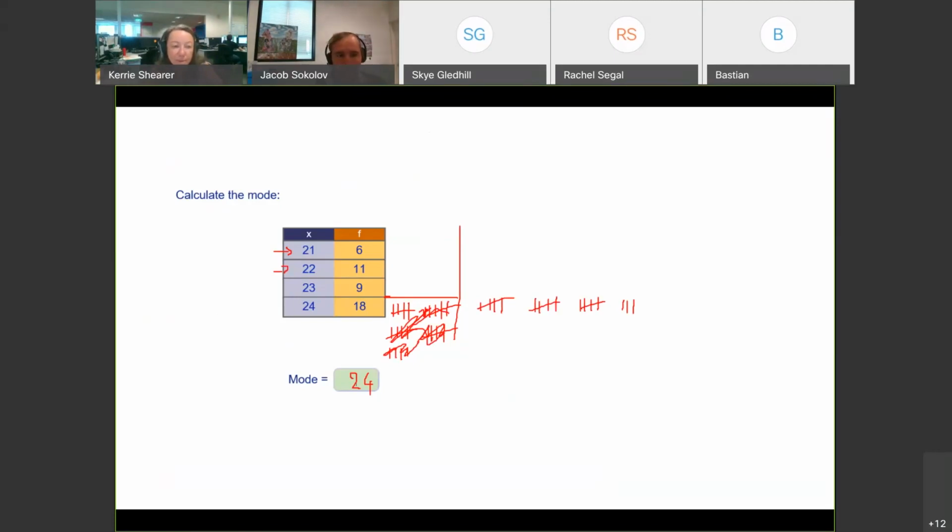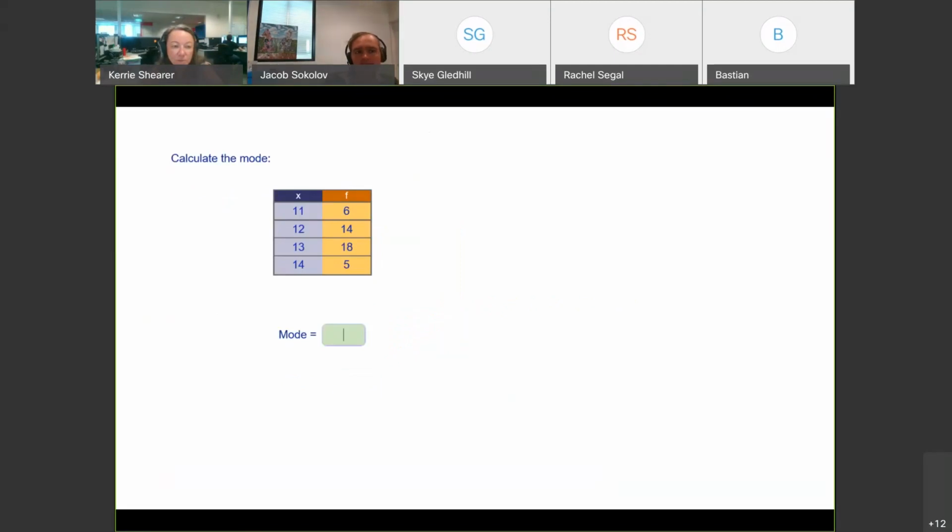All right. What about this frequency table, guys? Which would the mode be? Yep, let's go straight to the answer. I'm seeing a lot of 13s. And I would agree with you. The answer is 13, the mode. Bastian, can you turn off your mic, please?